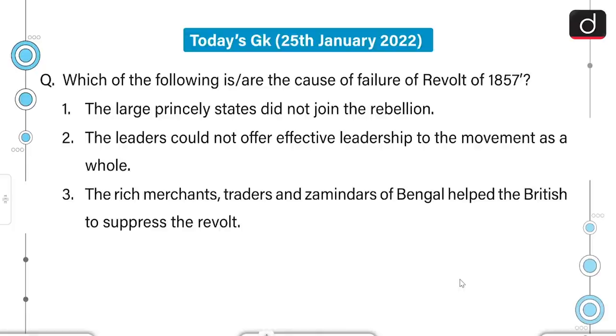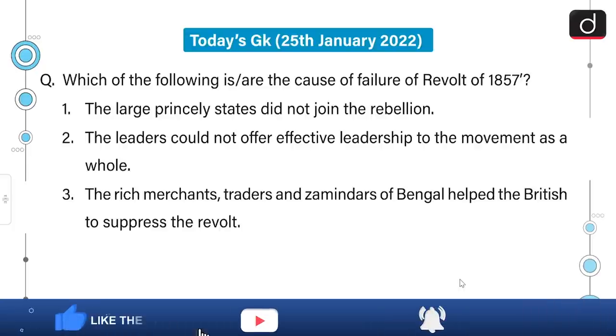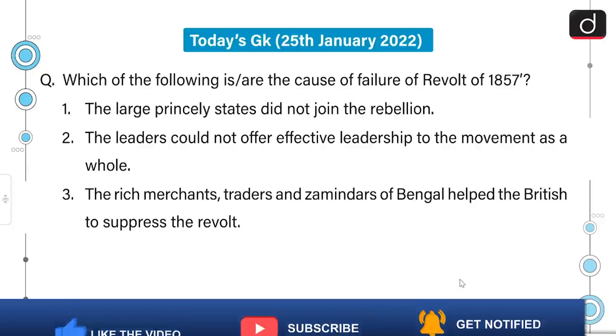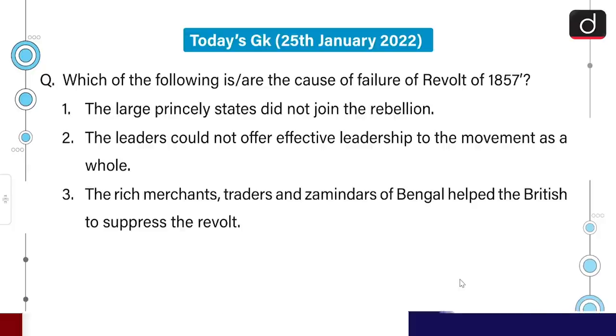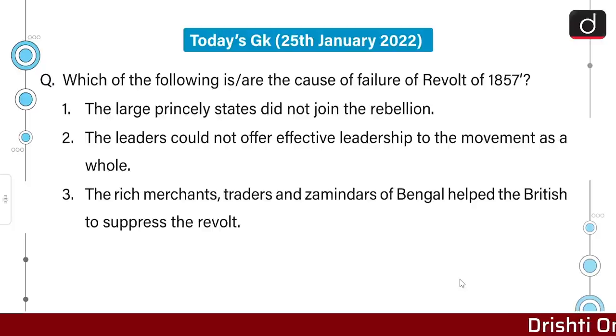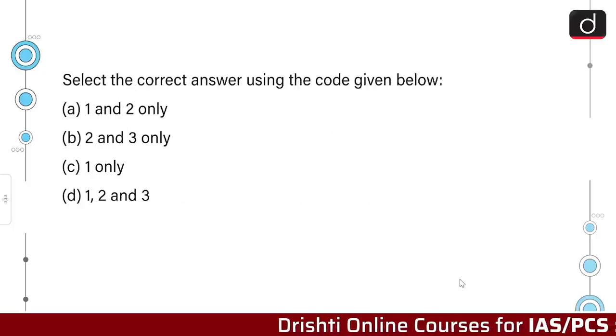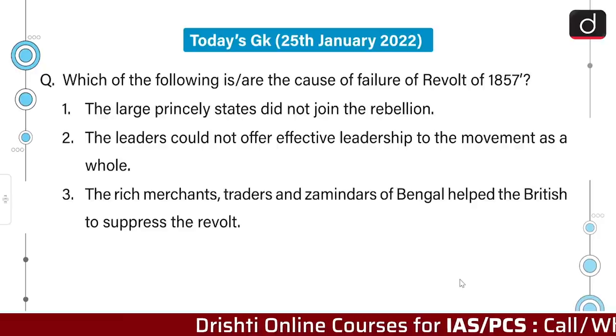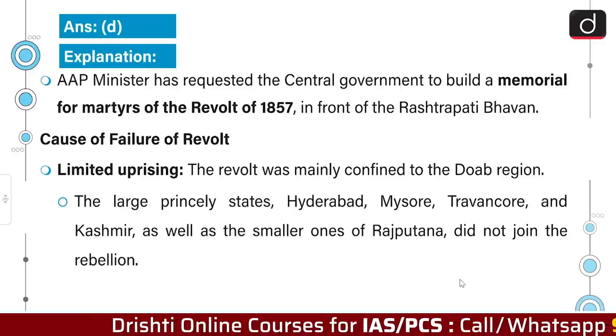Moving on. Which of the following is or are the cause of failure of revolt of 1857? The large princely states did not join the rebellion. The leaders could not offer effective leadership to the movement as a whole. The rich merchants, traders and zamindars of Bengal helped the British to suppress the revolt. So we have to select the correct statements. All are correct. Option D is the correct answer.